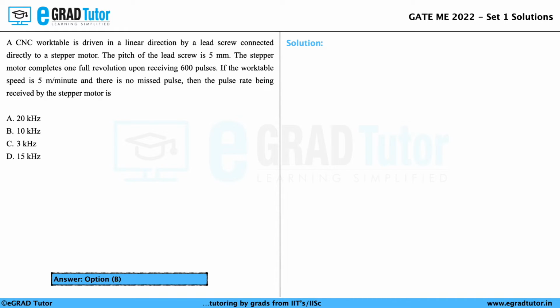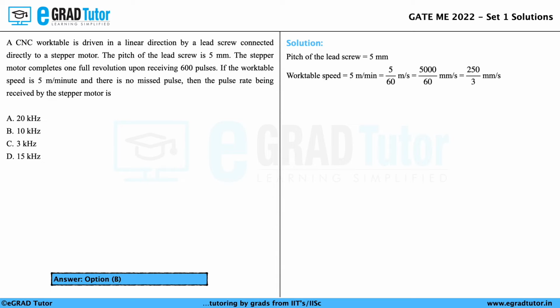Let's look at the solution. We are given the pitch of the lead screw, which is 5 mm. We also know the worktable speed, which is given as 5 meter per minute, that is written as 5 by 60 meter per second, and that in fact is converted into mm per second, and it is obtained as 250 by 3 mm per second.